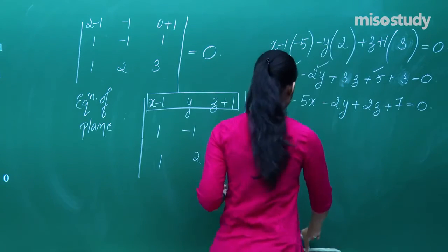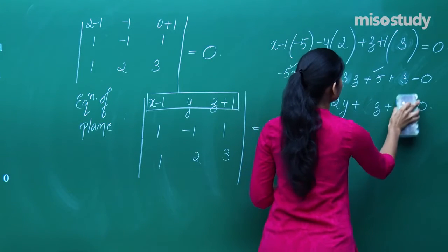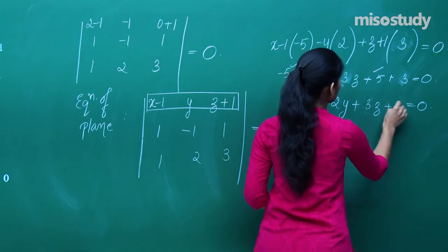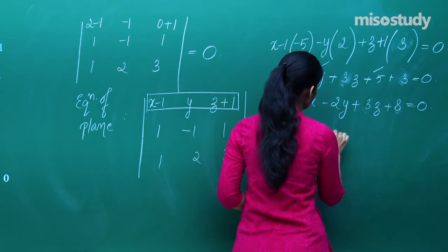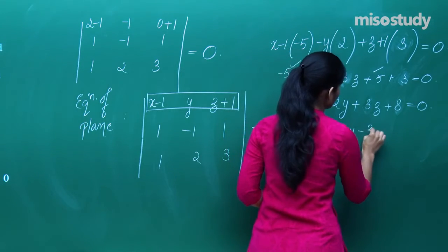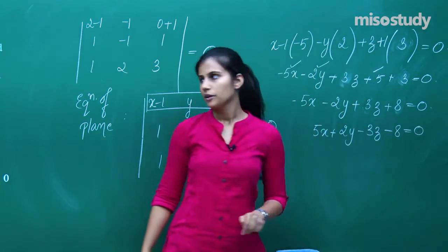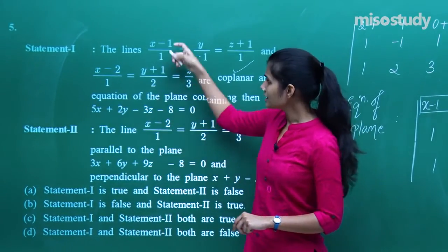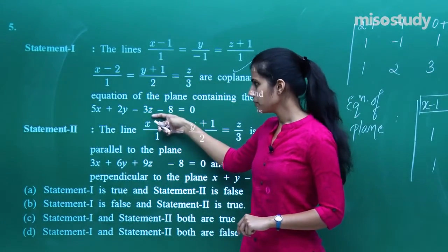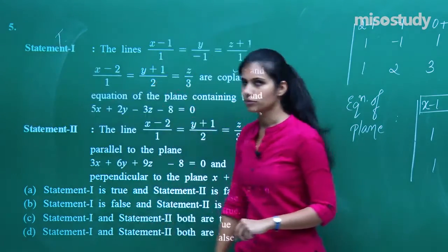And eventually you get what? Minus 5x minus 2y plus 3z plus 8. And when you take out the minus common, you basically get 5x plus 2y minus 3z minus 8 equals 0, and that is the equation given over here. So yes, the two lines are coplanar and the equation of the plane containing them is this. So statement 1 is definitely true.